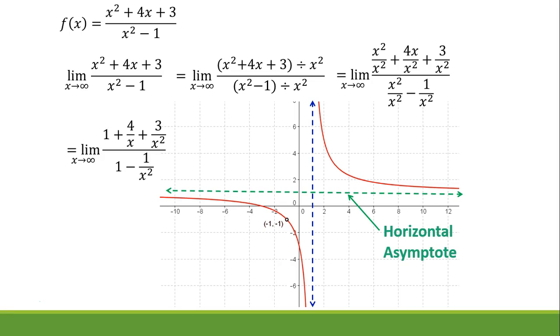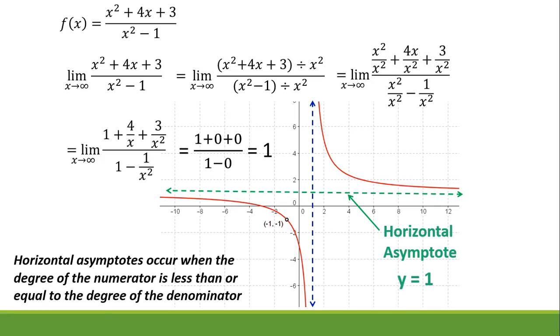So this entire fraction becomes very close to 1 plus 0 plus 0 over 1 minus 0. All of the terms that have the x's in the denominator will approach 0 as x becomes very large. And 1 plus 0 divided by 1 minus 0 is 1. So what that's telling us is that as x becomes very, very large, y gets very close to 1, which is why our horizontal asymptote is the line y equals 1.